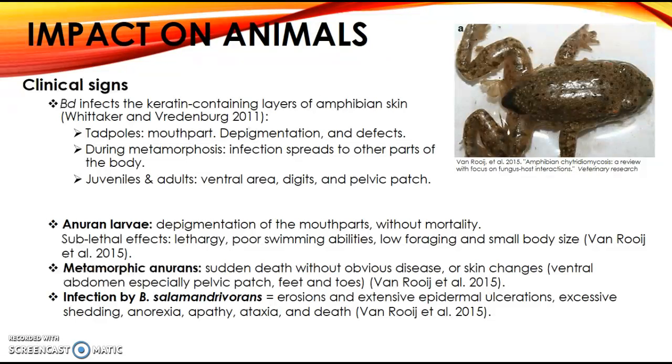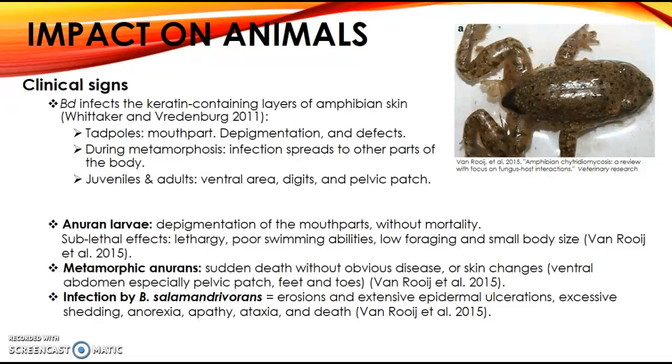In metamorphic animals, there can be sudden death without obvious disease, or skin changes which are mainly focused on the ventral abdomen, especially the pelvic patch, feet, and toes. However, these skin changes are typically microscopic and not detectable at the clinical level. But if they were, they may include abnormal skin shedding, so skin shed more frequently and in smaller amounts, thickened skin, swelling, and erythema.